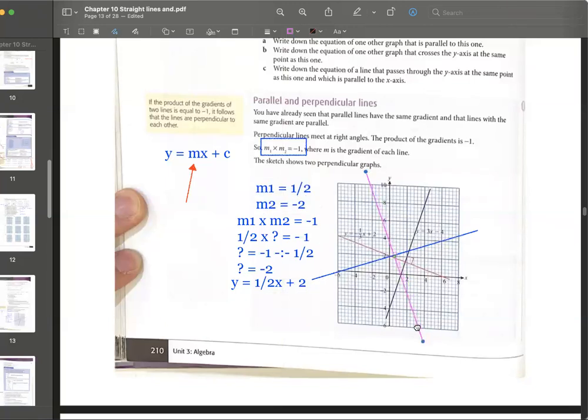And then I need to see where I want to know the equation of this line. Then I can see, oh, the y-intercept is at 4. So I can safely say that it is y equals negative 2x plus 4. Okay.